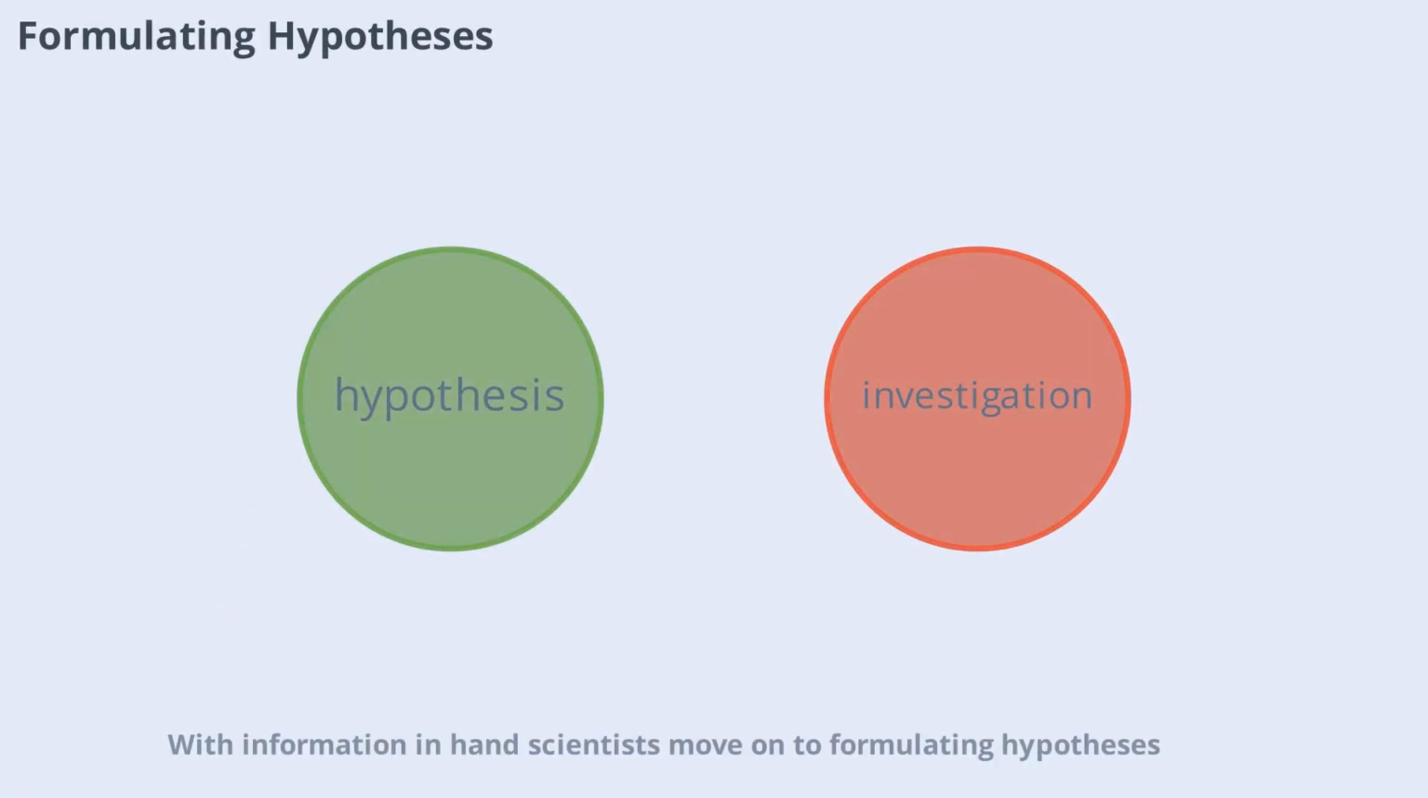With information in hand, scientists move on to formulating hypotheses. A hypothesis is an educated guess that explains the problem or predicts an outcome. In life sciences, hypotheses guide experiments and observations. For instance, a researcher might hypothesize that a certain bacteria causes a disease.